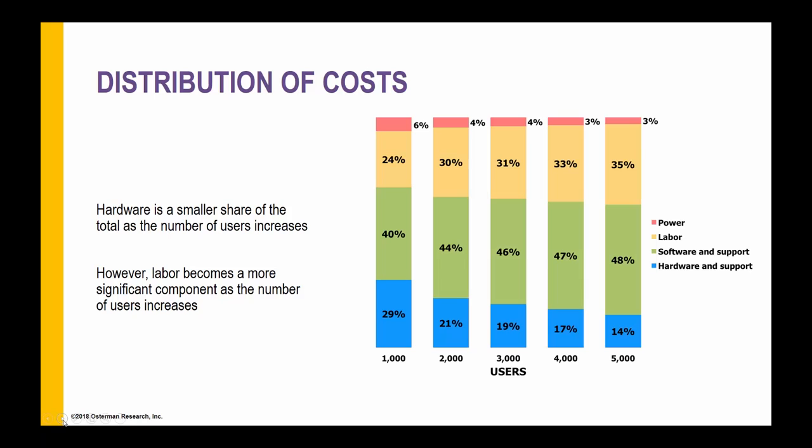And as you can see here, that was for labor. Hardware and support went down from 29% of the total at 1,000 users to 14%. So a fairly small component of total cost of ownership at the larger end of the user range. And as you can see here, power was a relatively small component overall. It had some contribution to cost of ownership for Vault, but not really a significant amount. Next slide, please.